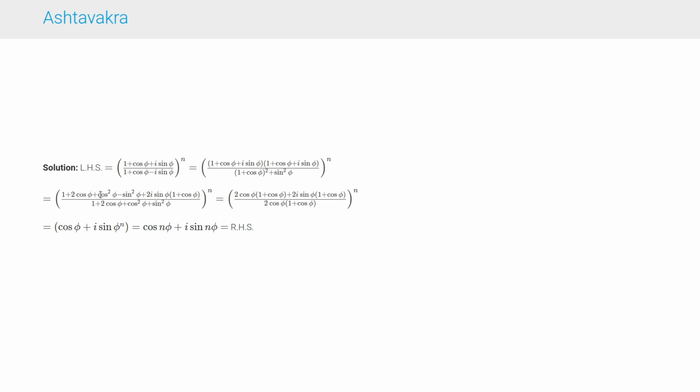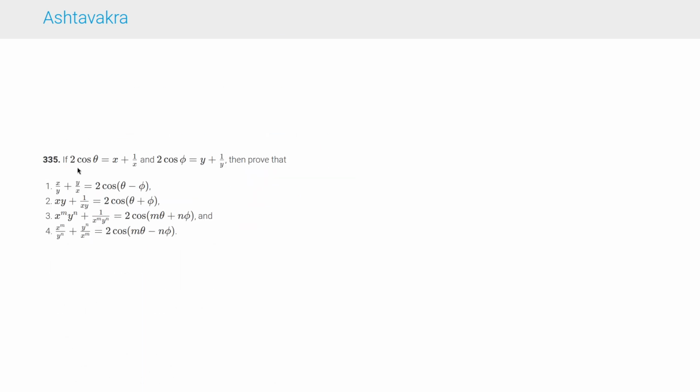This is cos square minus sine square phi, and this is 2 cos square phi plus 2, okay, 2 cos square phi plus 2. So 2 cos phi into 1 plus cos phi. This would be 2 plus 2 cos phi. This cos phi is extra. This is not correct. This won't be there, okay. This is a calculation mistake or typing mistake. This cos phi will not be there, and then it will work out.